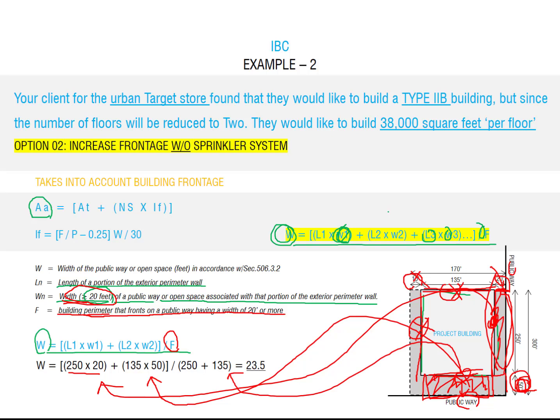And then this area is also more than 20 feet, so it works in this criteria. That's why you have to add this number to this one. So basically, from this calculation, now you can calculate the W value, which is 23.5. Okay.